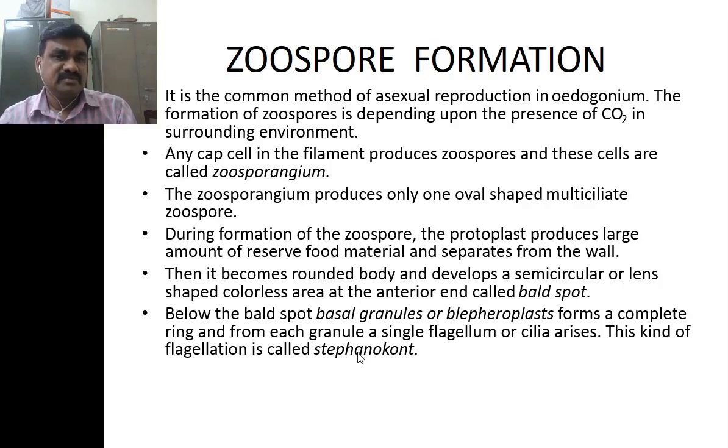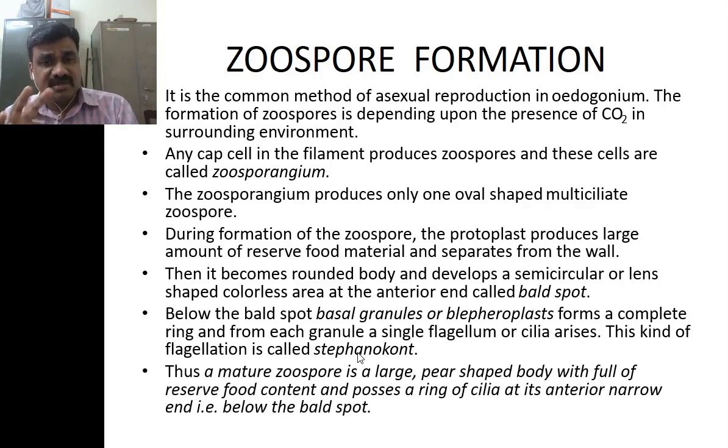Okay. Now what happens? The zoospore is matured. The matured zoospore is larger in shape. It is a pear-shaped structure full of reserve food content, and it has a ring of cilia at its anterior narrow end, that is below the bald spot. Now the zoospore is matured and ready for liberation.